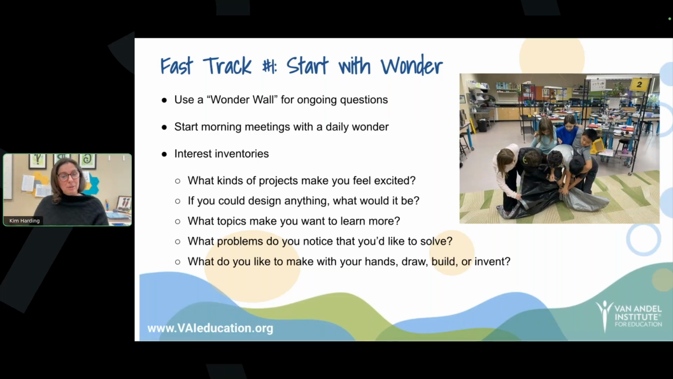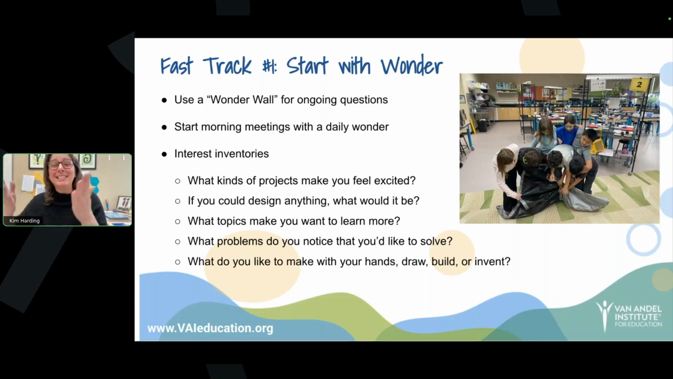We tend to do those at the beginning of the year, not so much throughout the year, but I find that they are a very valuable tool throughout the entire school year. Just finding out what they're interested in, what projects have they always wanted to do. If they could pick anything, what would it be? And what topics do they want to learn about?